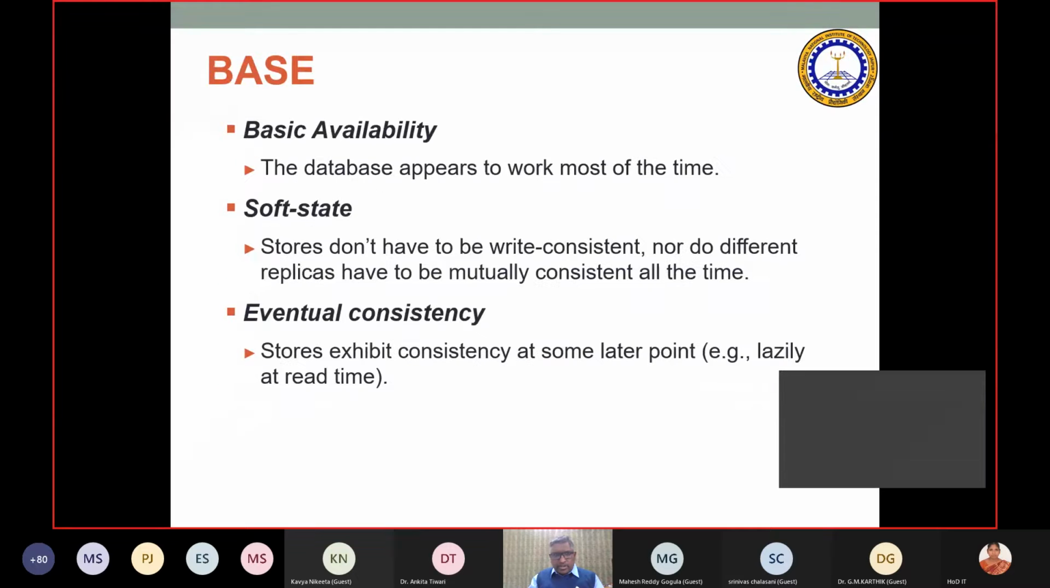Then the opposite is BASE. Basic availability: the database appears to work most of the time, and that is BA. S is soft state: stores do not have to be write consistent, nor do different replicas have to be mutually consistent all the time. So that is a soft state. And eventually, it becomes consistent: stores exhibit consistency at some later point of time, lazily. That is what BASE is.